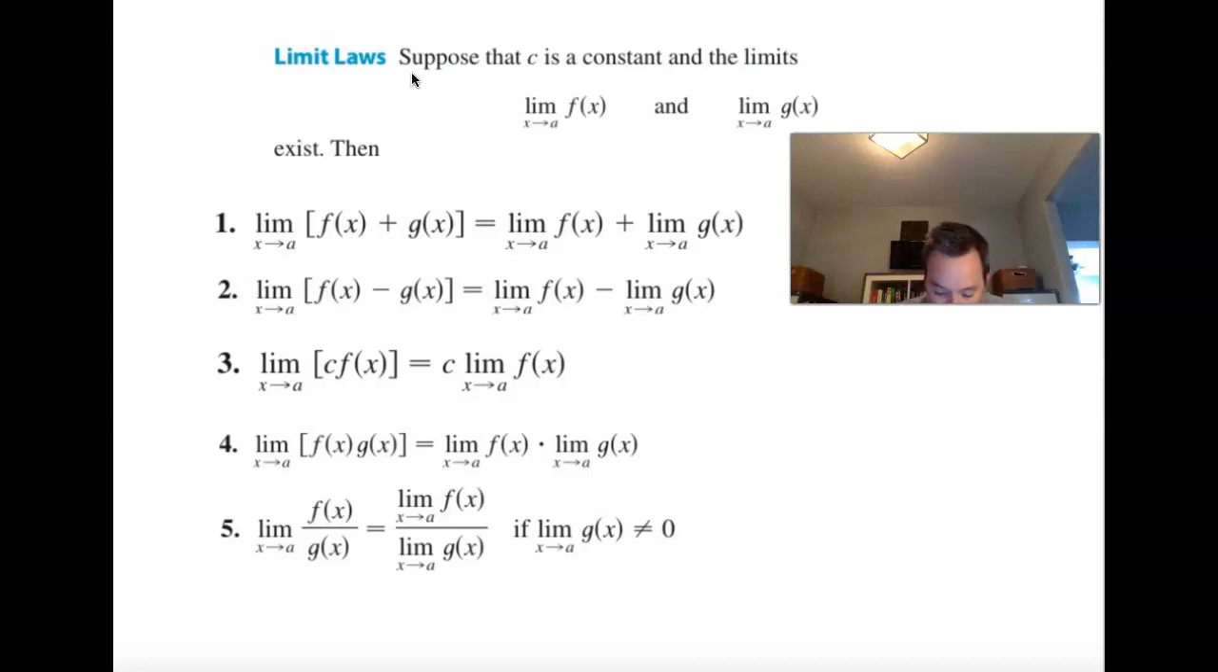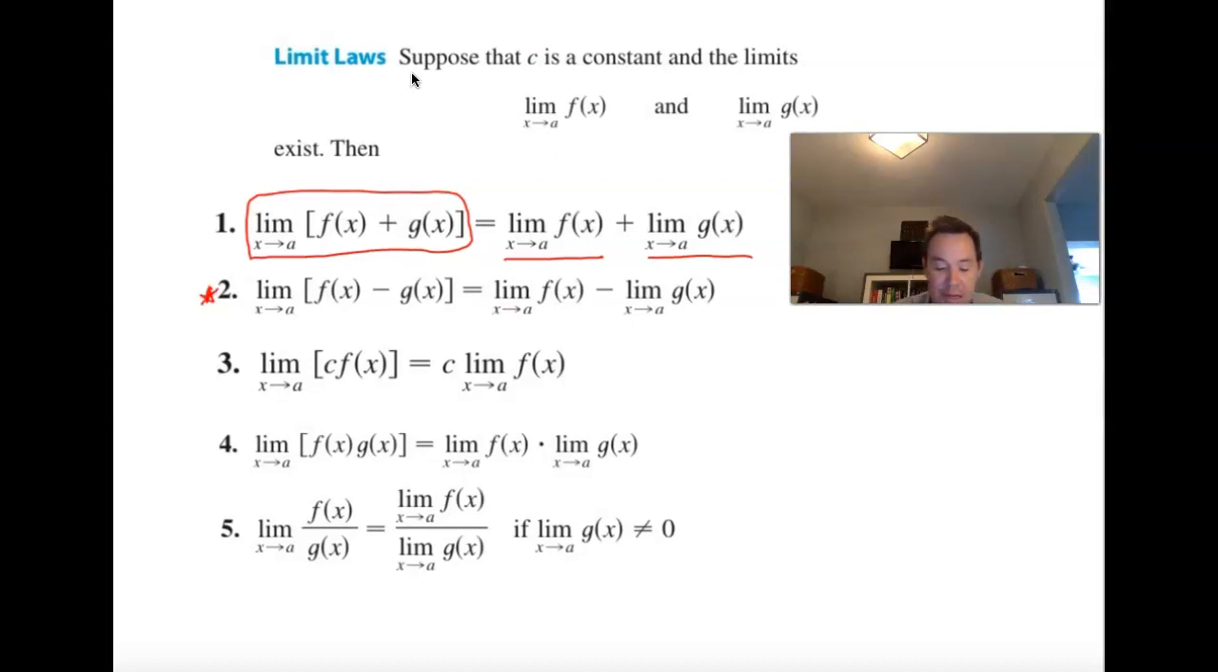And so the first one just says that the limit of a sum is equal to the sum of the individual limits, right? It's almost like the distributive property, but we can evaluate the limit of f of x as x approaches a and the limit of g of x as x approaches a, and then add those separately together, and that will give us the overall limit of the sum f plus g as x approaches a. And the rest work very similarly, right? So the same goes for subtraction.